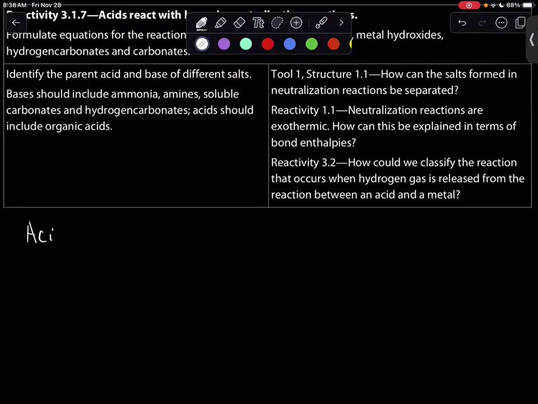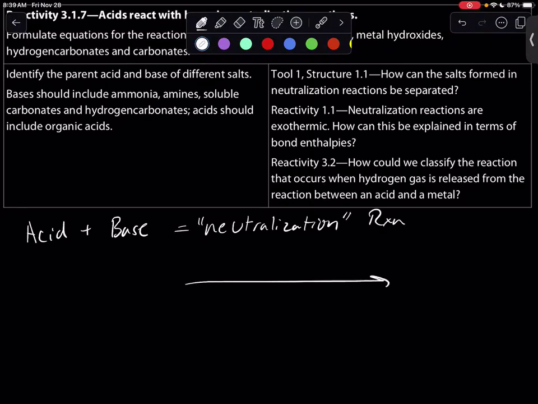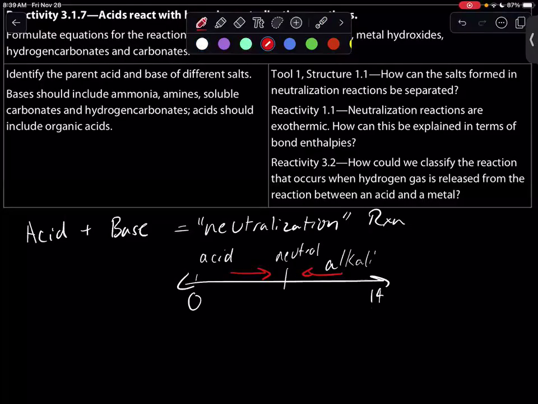So, when we have an acid plus a base, we call this a neutralization reaction. And this is because when we look at our pH scale, we have alkali by the 14 area, acidic by the 0, and right in the middle we have neutral. And so when we add these together, we actually shift the pH back towards neutral. Something acidic will be shifted more towards alkali. Something alkali will be shifted more towards the acid, eventually coming around to pH 7 or neutral.